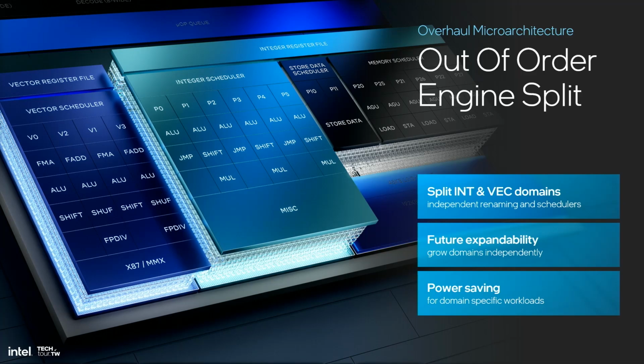Lion Cove solves this by splitting the out-of-order engine into 2 domains: integer, which also holds address generation units for memory operations, and vector. These 2 domains now have independent renaming structures catering to optimized UOP bandwidth and independent schedulers catering to optimized portability. This allows future expansion of each of these domains independently of each other and provides opportunities on workloads that use only one of the domains.